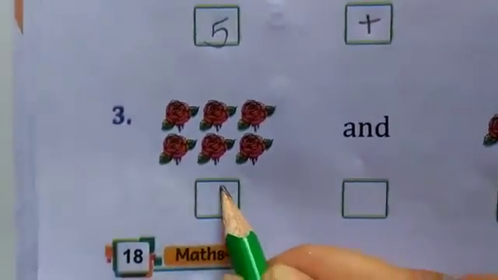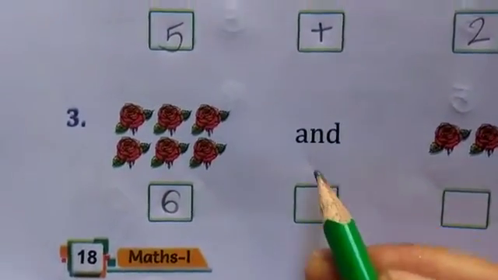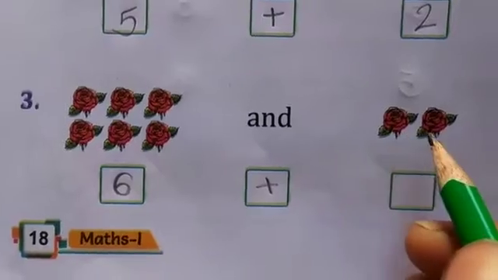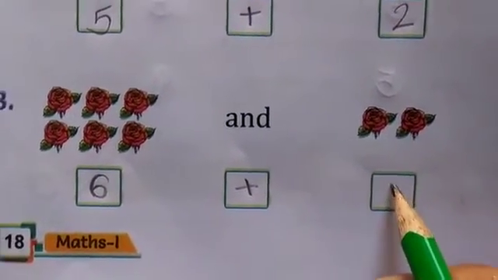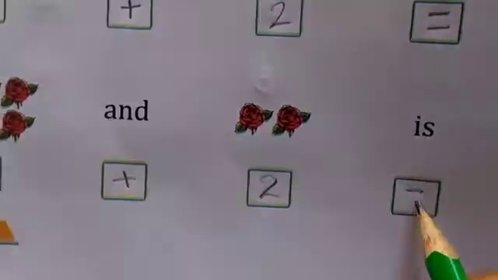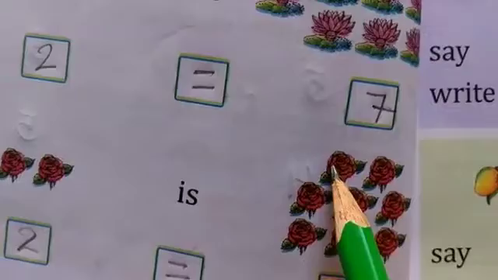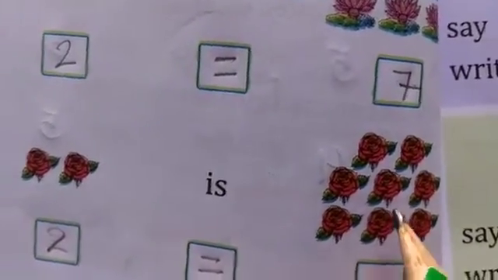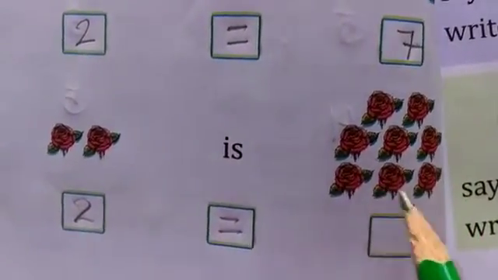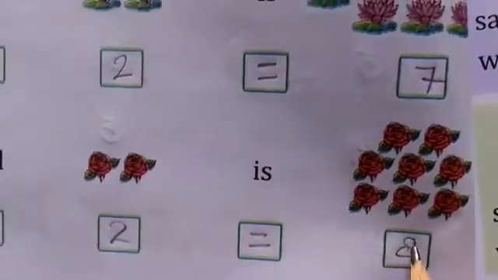So we write here 6, and what do we write in place of "and"? Plus. 1, 2. What do we write here? 2. And what do we write in place of "is"? Equals to. Okay. Then how many flowers? We count all the flowers. 6 and 2. 1, 2, 3, 4, 5, 6, 7, 8. So we write here 8.